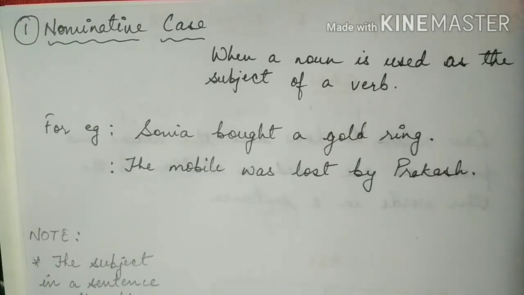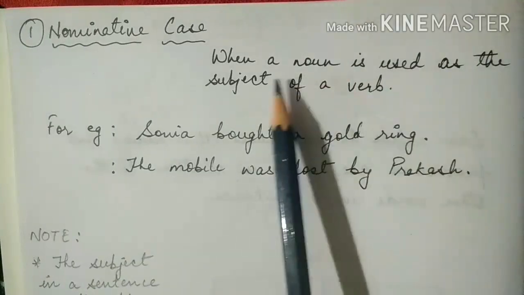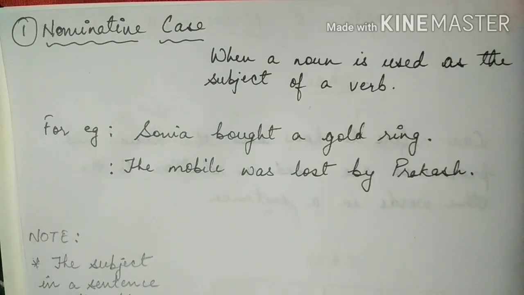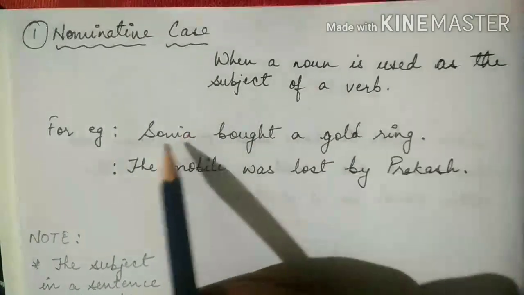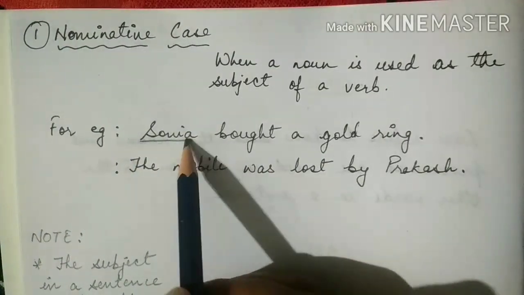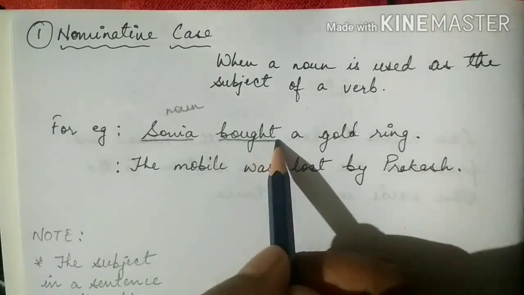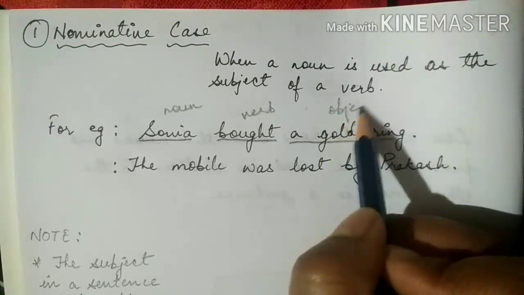Okay, so we'll begin with nominative case. Now what do we understand by nominative case? Nominative case says that a noun is used as the subject of a verb. Now here nominative case says that the main noun is used as a subject of a verb. For example, Sonia bought a gold ring. Now we know that Sonia is the name of a person and it is a noun over here. Bought is an action, so it is a verb. A gold ring is an object.